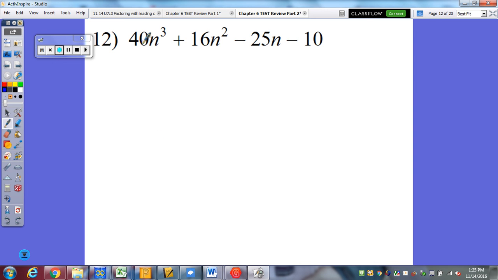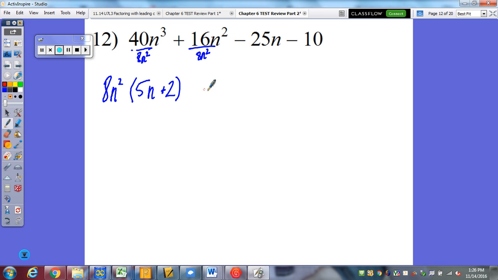So 40 and 16, what's our common factor there going to be? 4. Actually, I'm sorry, 8. N to the third, n squared gives me n squared. So again, let's see what we've got. 40 divided by 8 gives me 5. n to the third over n squared just gives me n. 16 over 8 is 2. n squareds cancel.